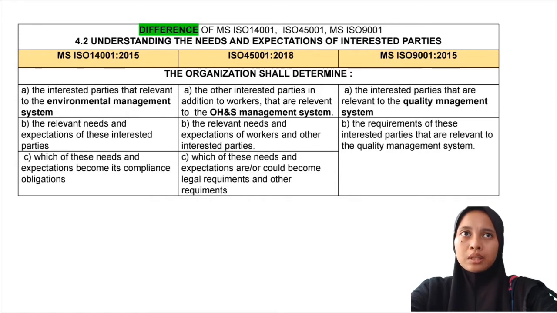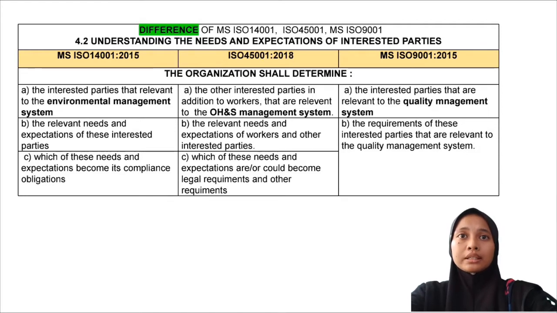4.2 is understanding the needs and expectations of interested parties. For the EMS, these are the interested parties that are relevant to the environmental management system, and their relevant needs and expectations become its compliance obligations. For the OHS management system, there are other interested parties in addition to workers that are relevant to OHS management, and it also covers the relevant needs and expectations of workers and other interested parties.